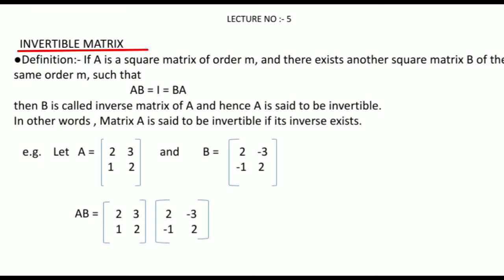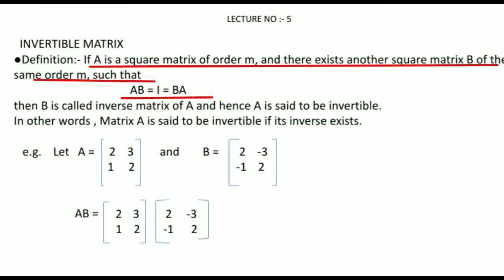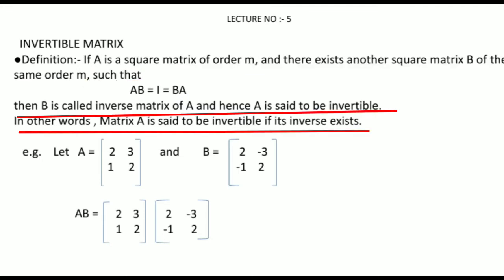Its definition is: if A is a square matrix of order M and there exists another square matrix B of the same order M such that AB equal to I, which means product of A and B gives identity matrix I, then B is called inverse matrix of A and hence A is said to be invertible. In simple words, any matrix A is said to be invertible if its inverse exists.